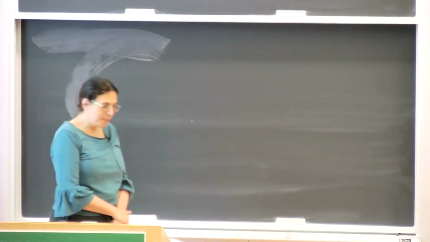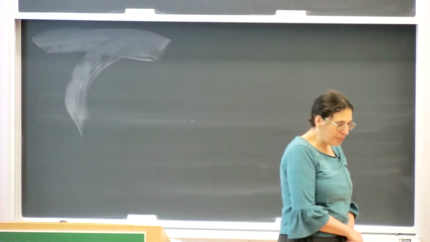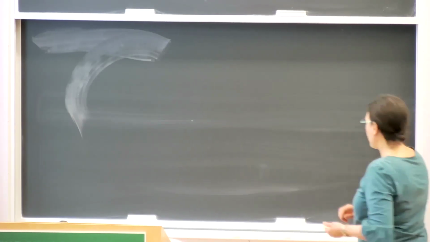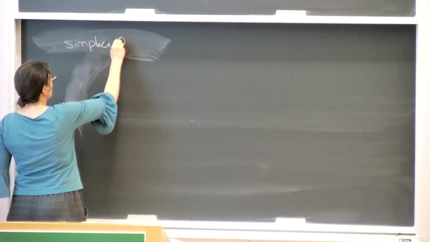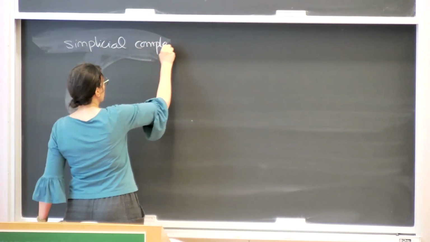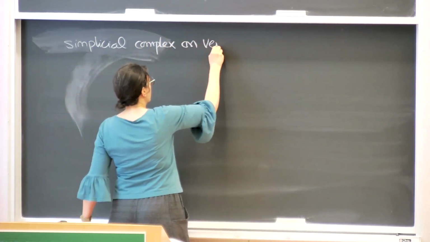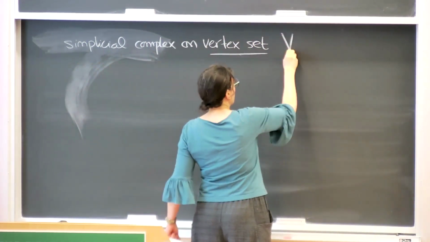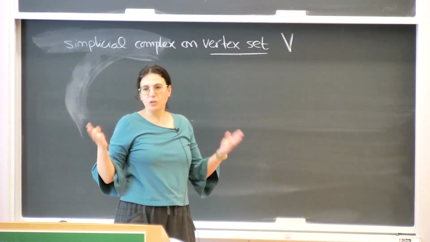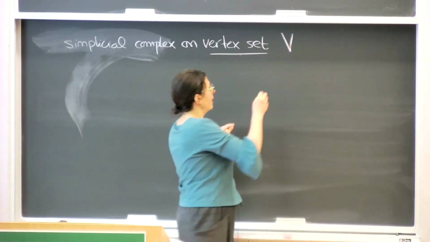All right, so what is a simplicial complex? A simplicial complex that we look at is actually a geometric object, but I'm not going to give you a geometric definition. I'm going to give you an abstract definition, and that is: take a set V. V is just a set. We want it to be the set of vertices of our simplicial complex.